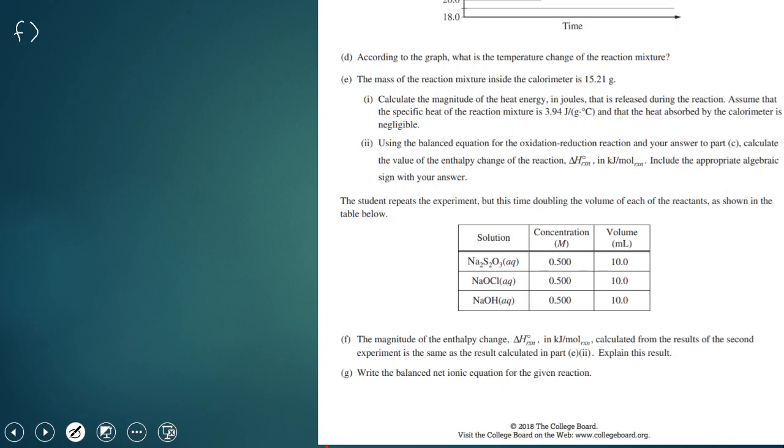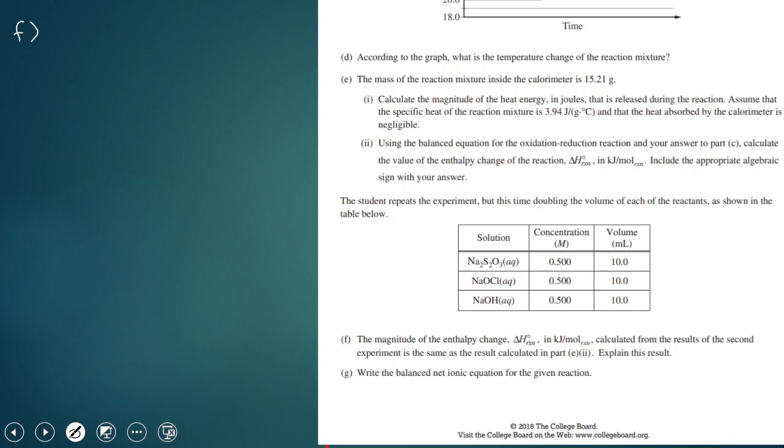Part F says the magnitude of the enthalpy change in kilojoules per mole of reaction calculated from E part 1, from the second experiment, is the same as the result calculated in part E2. What we see is that the student repeats the experiment the second time by doubling the volume of the reactants. Okay, so explain why the magnitude of the change is the same both times. Okay, so in these types of cases, this is me personally, but I prefer a mathematical explanation more than a conceptual explanation, just because I feel like if you do it mathematically, it's much easier to get your point across.